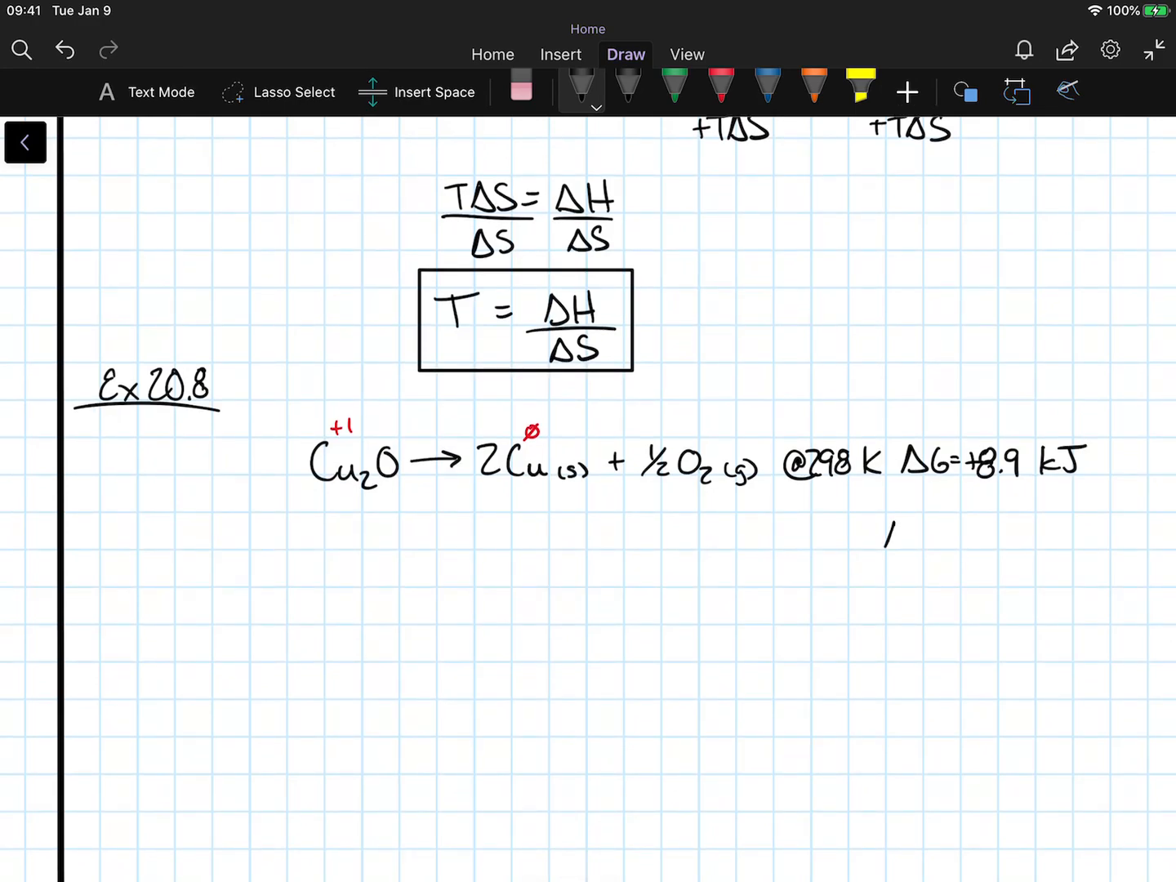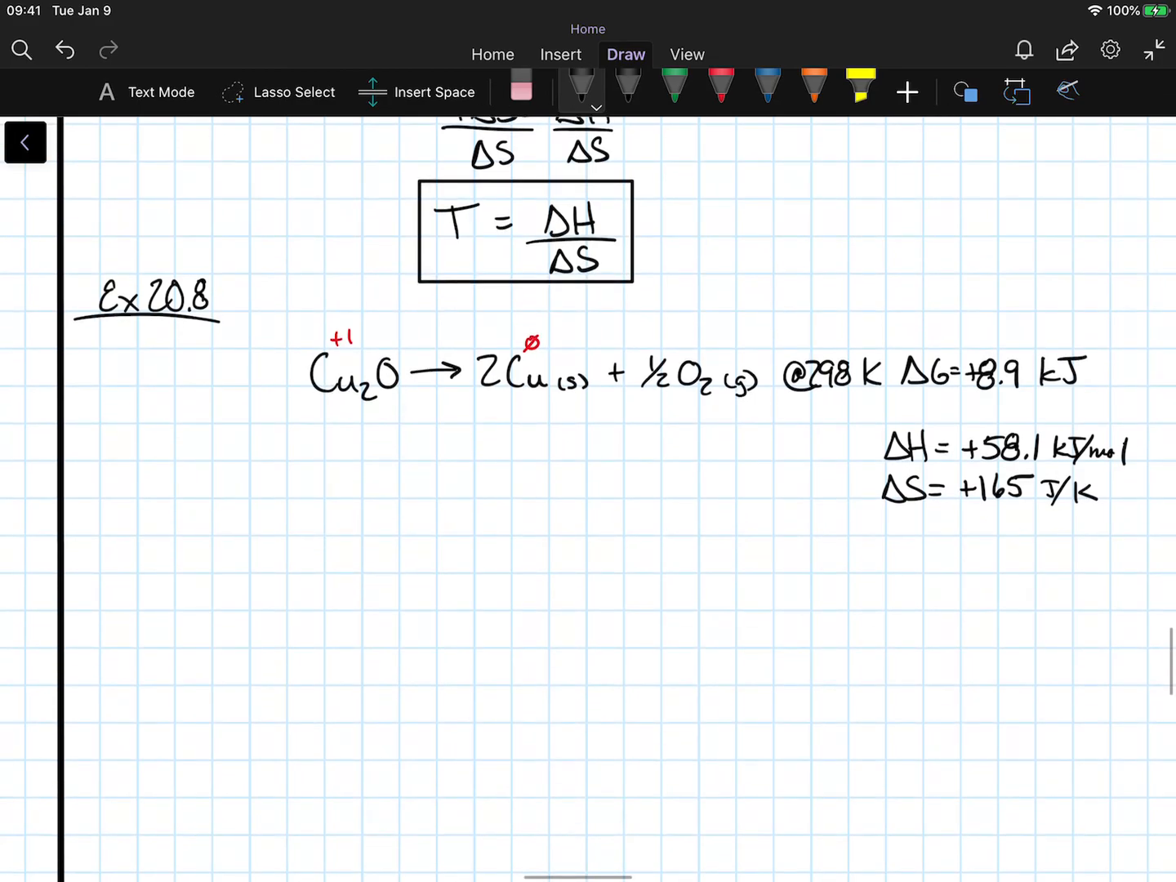And I also need to supply the delta H for this. It's endothermic, 58.1 kilojoules per mole. And delta S is a positive 165 joules per Kelvin. So if I want to find the temperature at which this does become spontaneous, we can just solve for T, which is 58.1 kilojoules per mole, and we're going to convert this into joules. So there's 1,000 joules for every 1 kilojoule, and we're going to divide that by delta S, which was 165 joules per Kelvin.